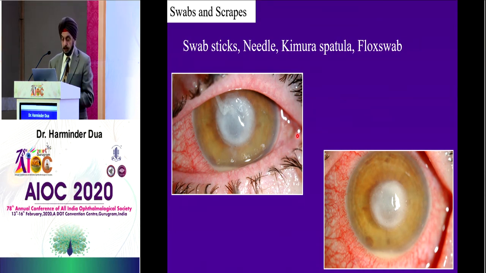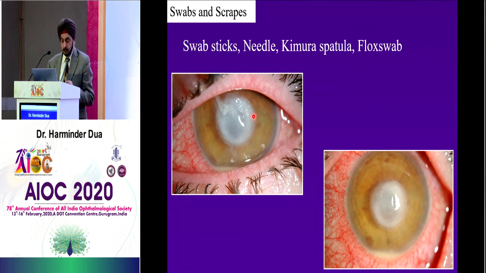not in bacterial. And you can use various little devices: swabs, sticks, needles, the Kimura spatula, the flocked swab. These will pick up more bacteria and they release it better. This is a modern device to take the samples. And you will always take the sample from the edge of the ulcer.